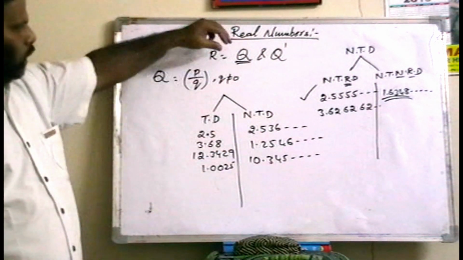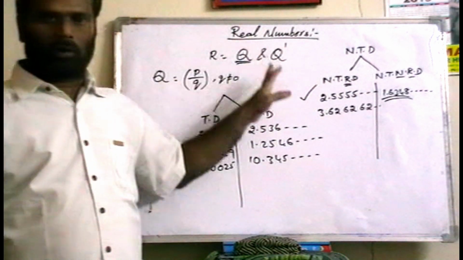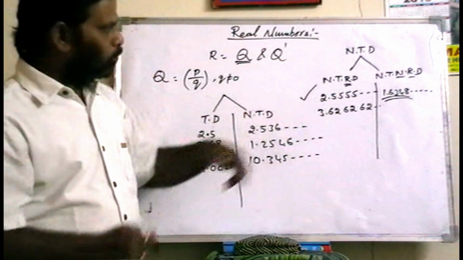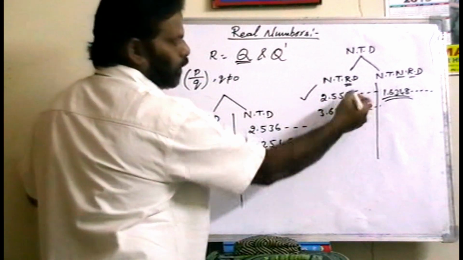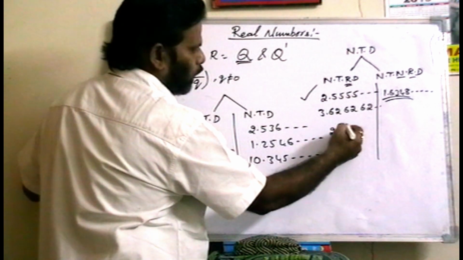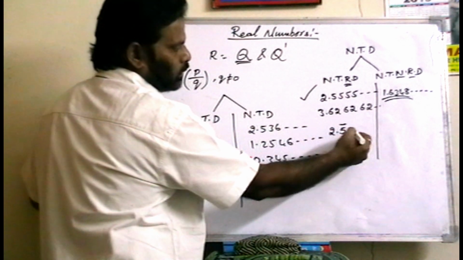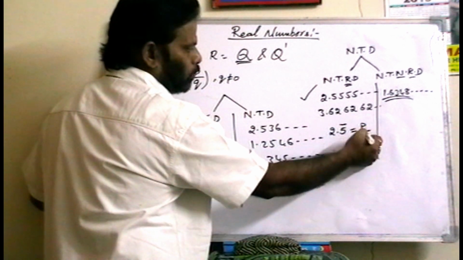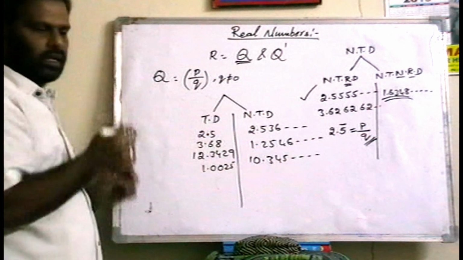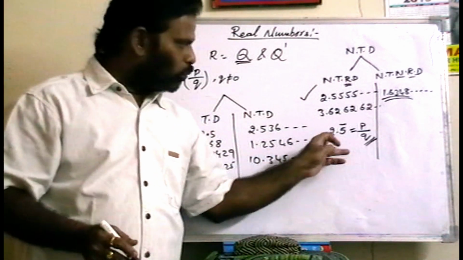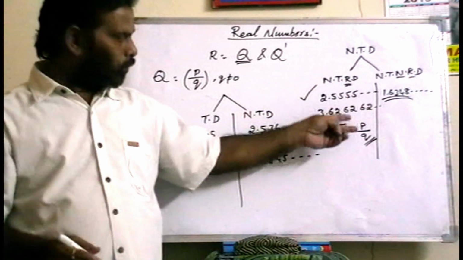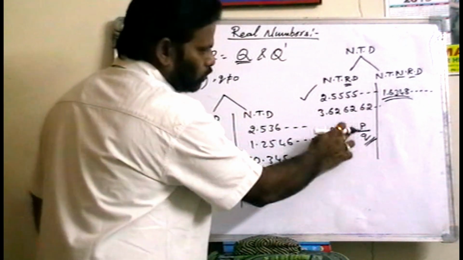So rational means only a number which can be written in the form of p by q. This type of number, for example a recurring decimal like 2.5 bar, we can change into the form of p by q. In previous classes we have already done that: 2.5 bar is changed into the form of p by q.